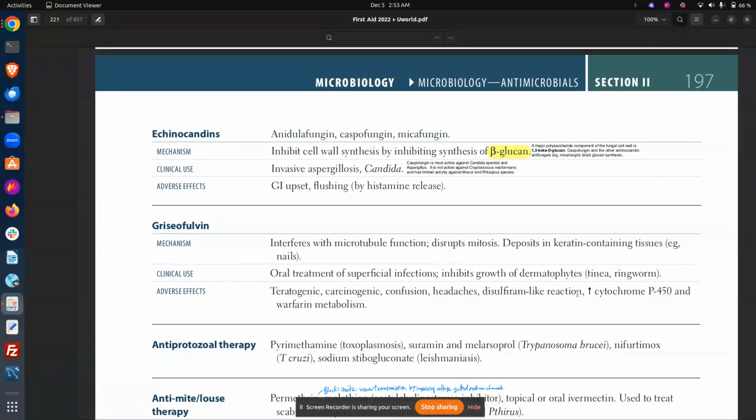You can always remember that there are two classes of antifungal drugs that affect the cytochrome P450 system. The first is azoles, which inhibit cytochrome P450, and griseofulvin, which induces cytochrome P450. Other side effects: griseofulvin is teratogenic, so we cannot use it in pregnancy. It's carcinogenic, increasing the risk of cancer, and can cause confusion, headaches, and disulfiram-like reactions. Since it is a cytochrome P450 inducer, it affects warfarin metabolism.